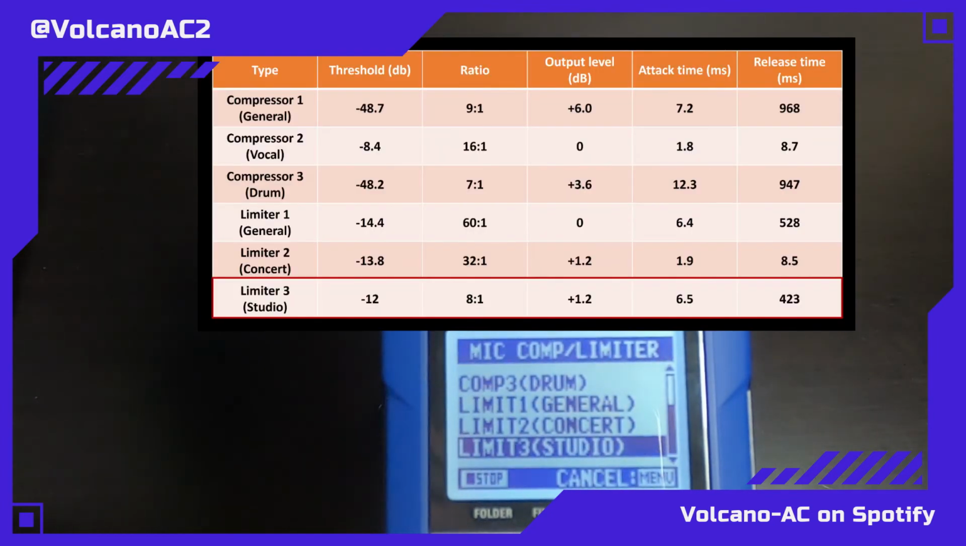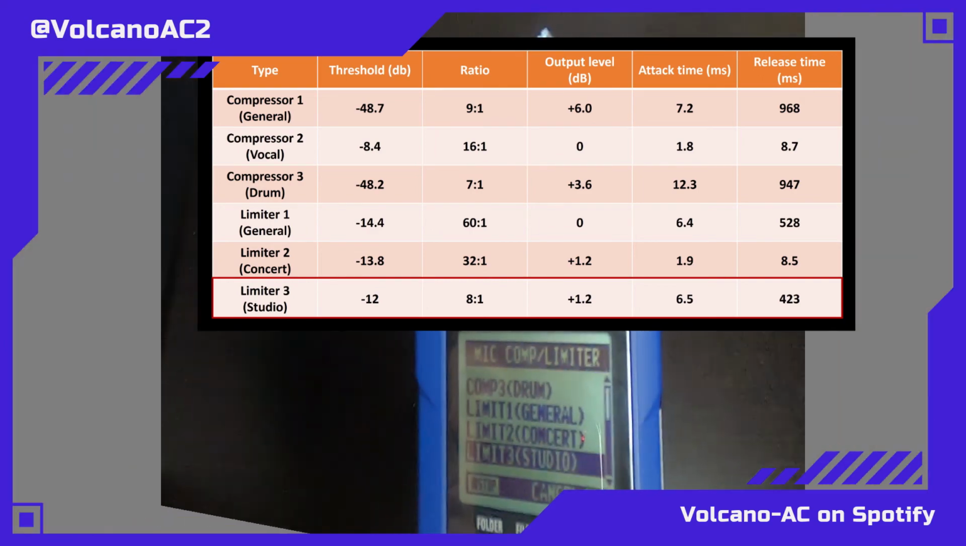And finally you have limiter number 3, which is the studio one. They recommend this for studio recording, and the threshold for this one is minus 12 dBs. The ratio is 8:1. The output level is 1.2 dBs. The attack time is 6.5 milliseconds, and the release time is 423 milliseconds. So very different than the live performance limiter, because that was only 8.5.